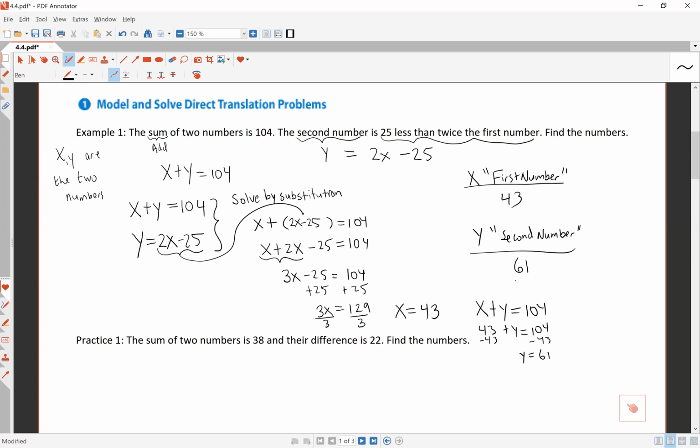I would like to check that in the other equation as well. That should say that y is 2x minus 25, y being 61, x being 43. And it works out. So the first number is 43, and the second number is 61.